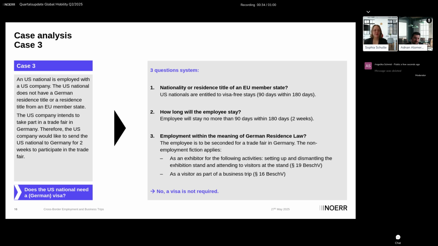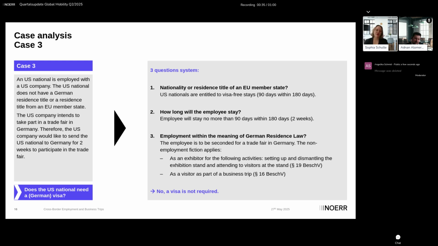And then we have to check again whether a non-employment fiction applies, which is the case for the active participation in an exhibition at a trade fair in Germany for the exhibitor under Section 19 BeschV, with activities that include setting up and dismantling the exhibition stand, and also attending, of course, to visitors at the stand, telling them about the business, etc. All the activities that fall under these requirements, like setting up or dismantling the exhibition stand or attending to the visitors, are covered by this non-employment fiction.